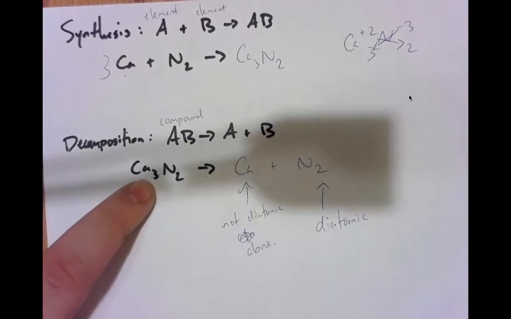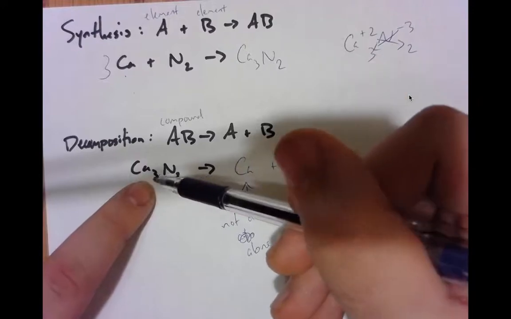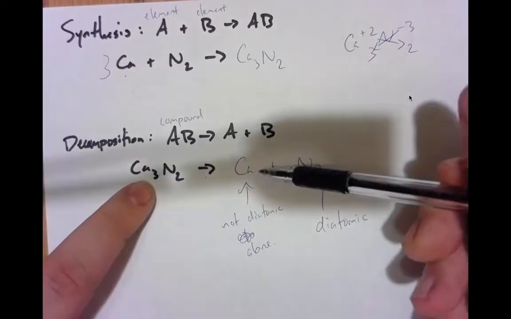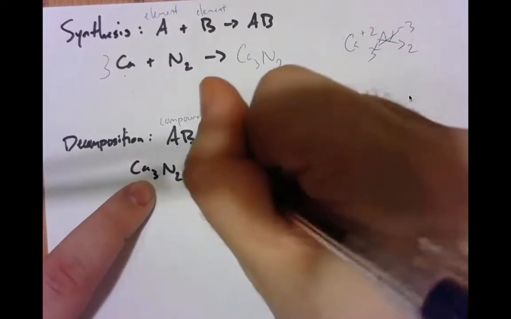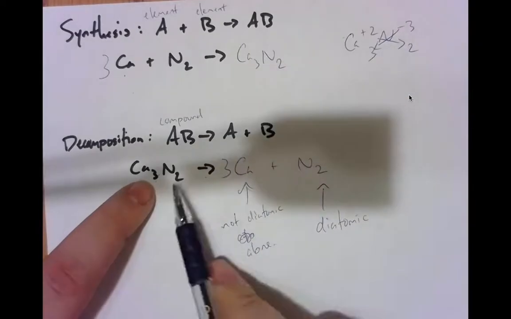So instead of balancing by adding subscripts, we balance by adding coefficients. So we see on the left side there's 3 calciums, on the right side there's 1, so that means we'd add a 3. And then we check the nitrogens, 2 and 2.